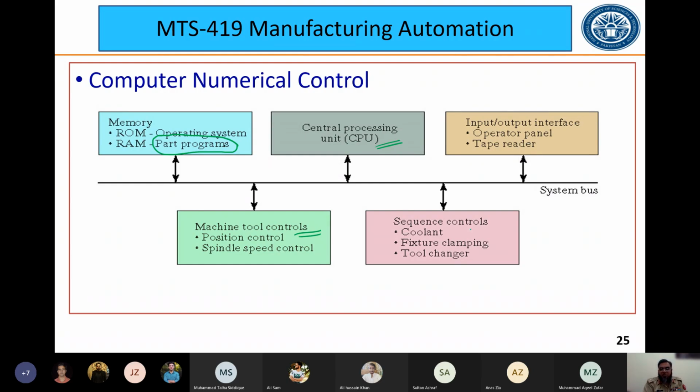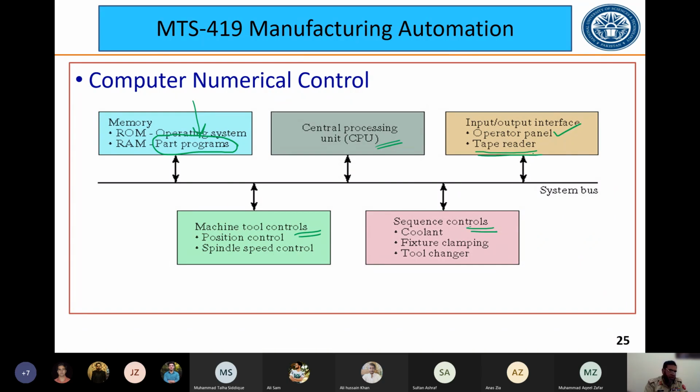Then there is a sequence control. So whatever instructions जो कि यहाँ से part program में बनी थी, उनका एक sequence बनने के बाद उस sequence में उन्होंने execute होना है. And then these are the input or output interface, जो कि it can be an operator panel जिसमें आपको वो नजर आ रहा होगा, and it can be a tape reader.